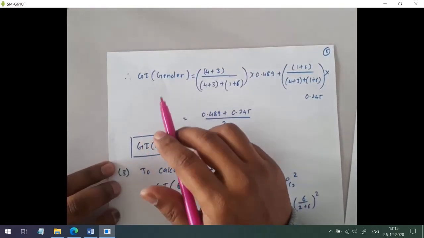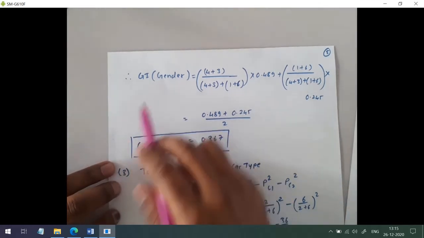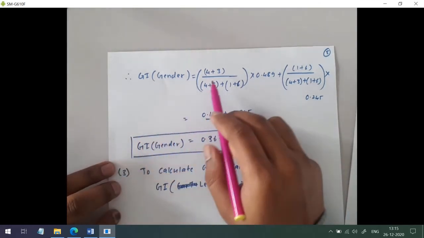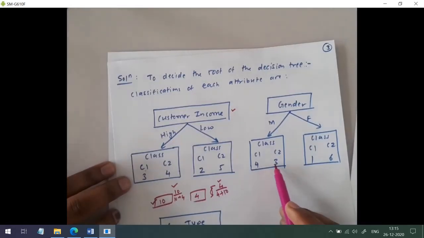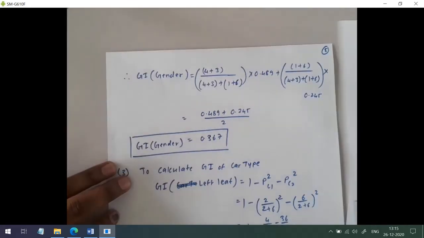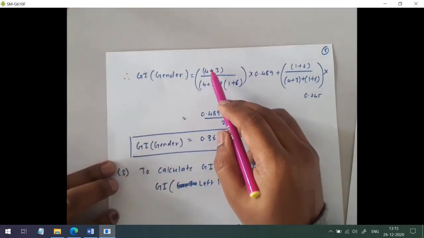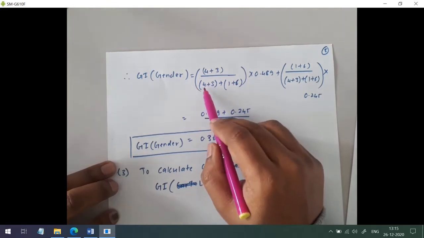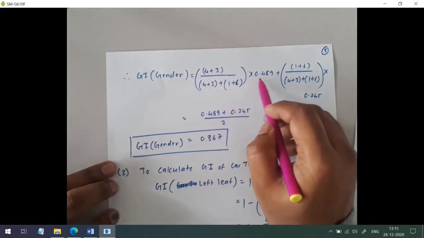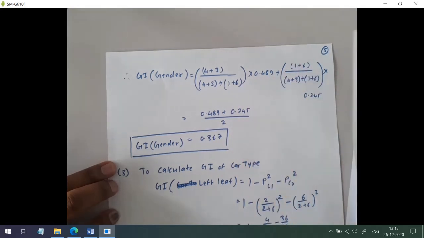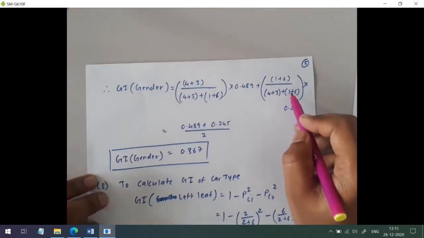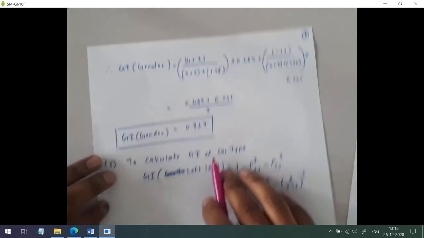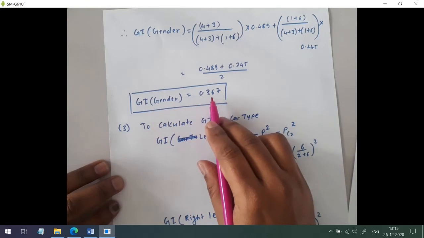So from the GI of both the branches, we can calculate the GI of gender as a weighted average again. In the left branch we have 4 plus 3 and in the right 1 plus 6. The weight of the left branch will be 4 plus 3 divided by the total count, that is 4 plus 3 plus 1 plus 6, multiplied by the GI of that, plus in the right branch we have 1, 6, so its weight will be 1 plus 6 divided by the total count, multiplied by the GI of that. So the GI of gender is 0.367.